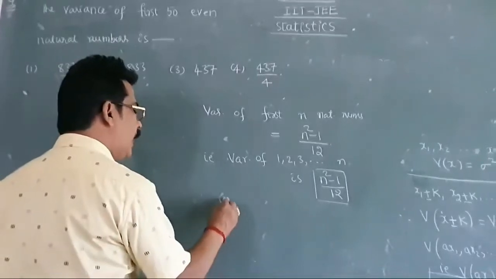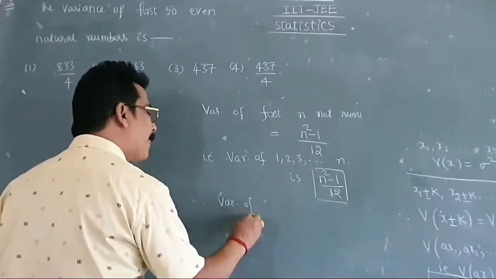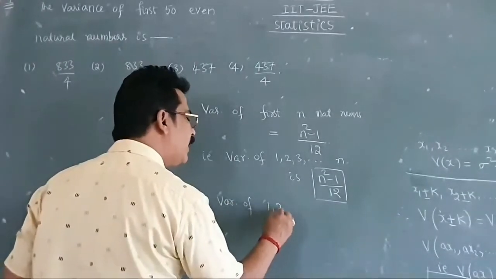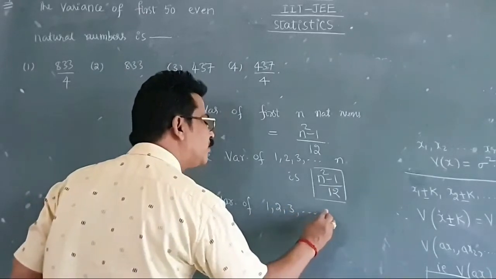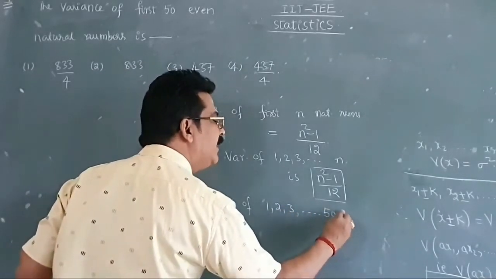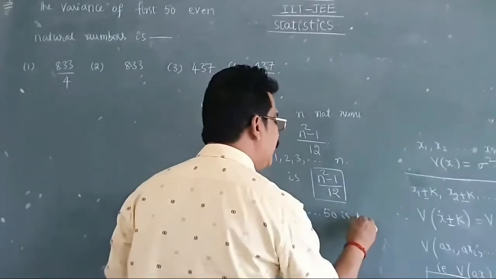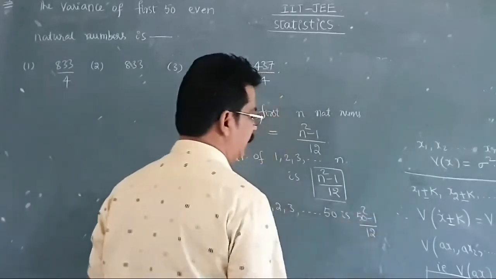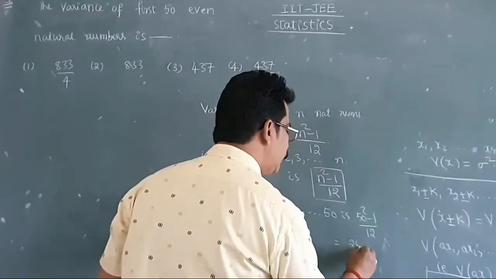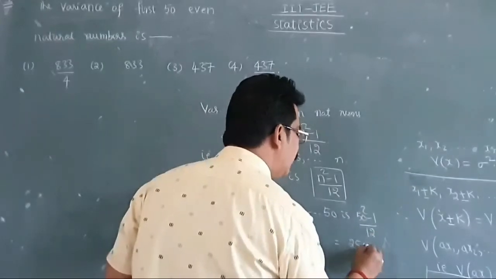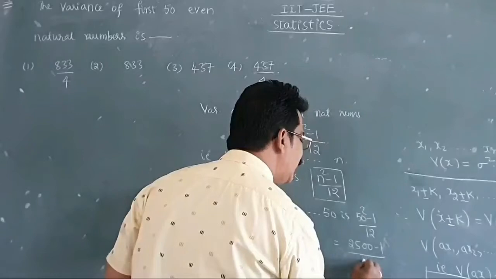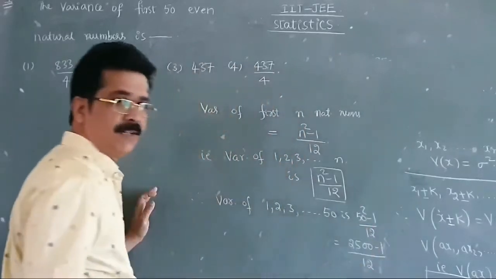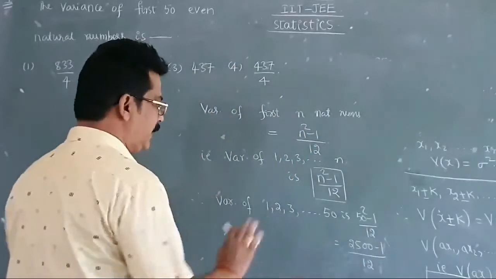So therefore, the variance of 1, 2, 3, and so on up to 50 is what? 50 whole square minus 1 by 12. So that is equal to 2500 minus 1 by 12. Just like that. Okay, let me calculate.